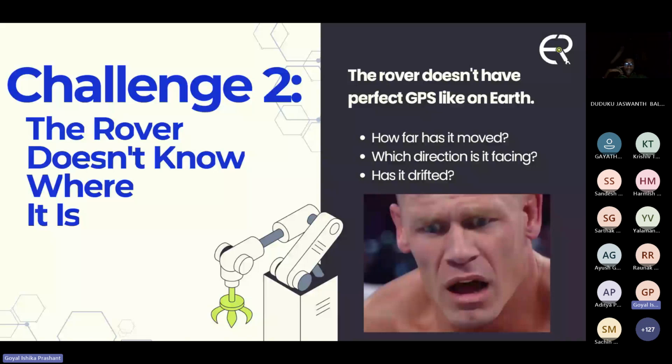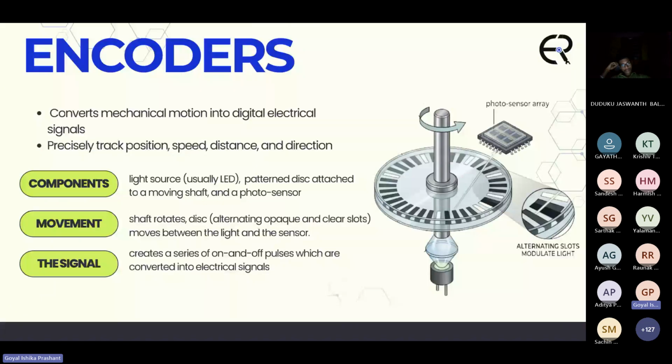This is where encoders come into play. So an encoder is a type of sensor that is used to convert mechanical motion into digital electrical signals. Now, encoders are used to keep precise track of position, speed, distance, and direction.